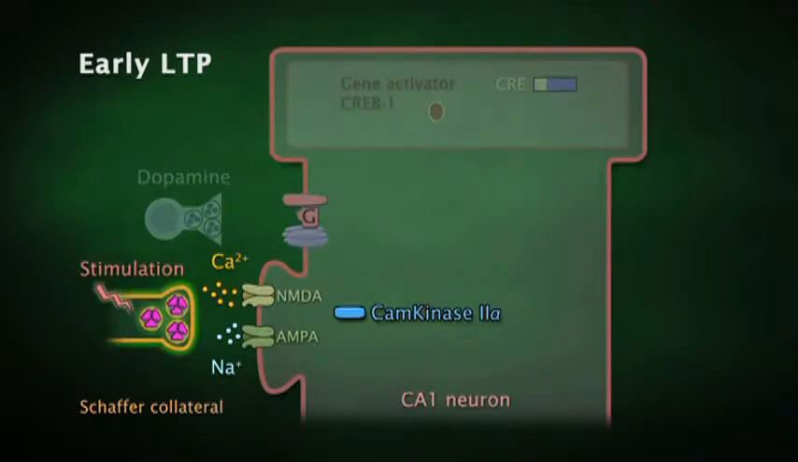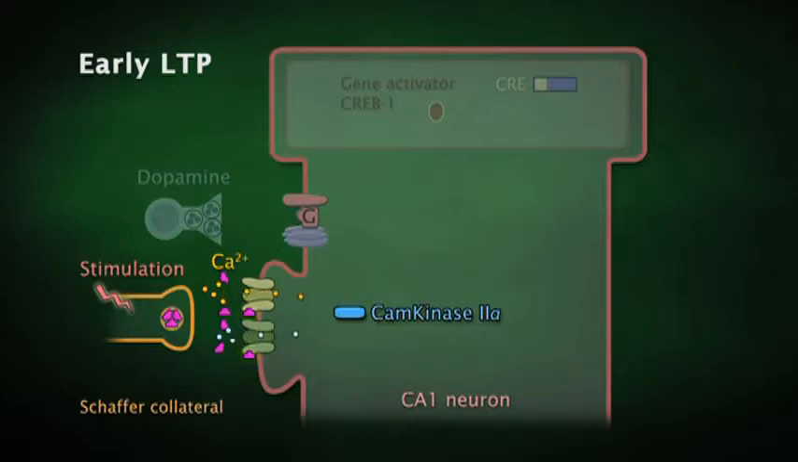The Schaffer collaterals come in, they release glutamate, just as we saw in the sensory neurons in Aplysia. They act on two different kinds of receptors for glutamate: a receptor called the NMDA receptor and a receptor called the AMPA receptor. Under normal circumstances, only the AMPA receptor is active. But if you give a train of stimuli, the NMDA receptor becomes active.